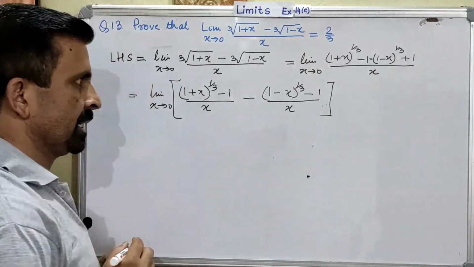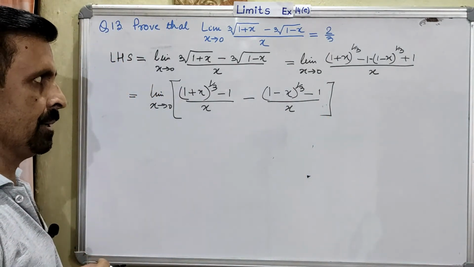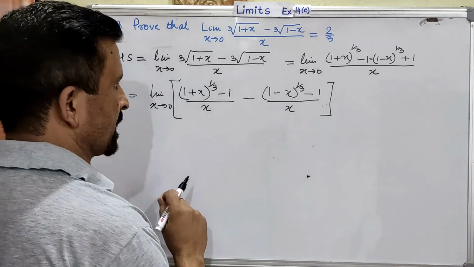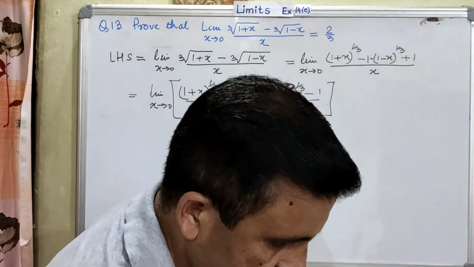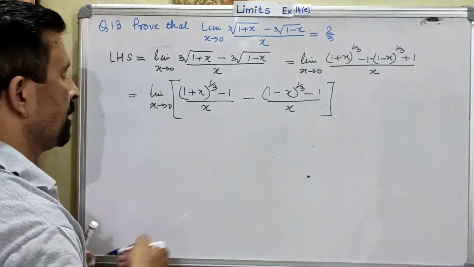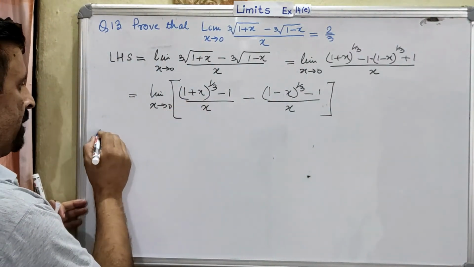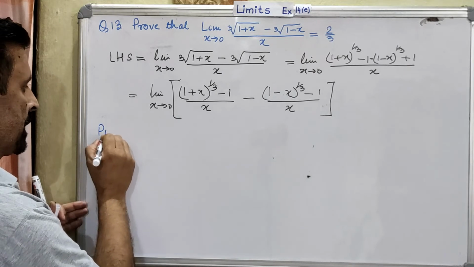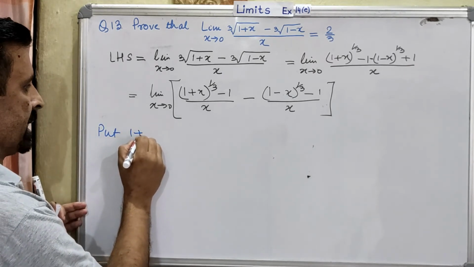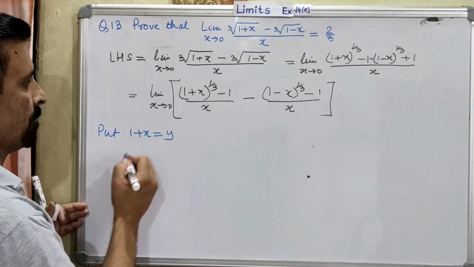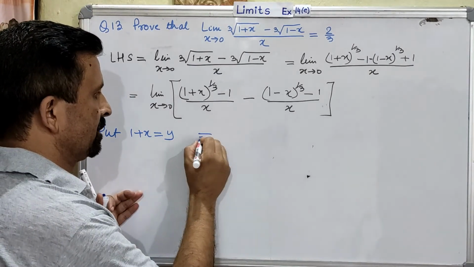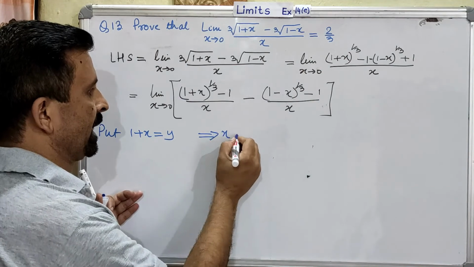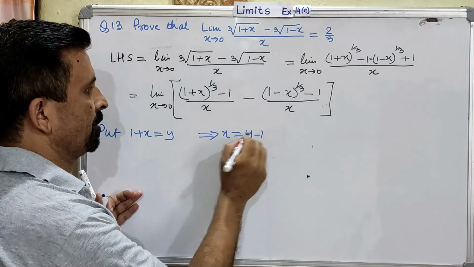We did the redistribution. Is it okay? Now after the redistribution, we will have to do some assumption. The assumption I will do is, I will take this part as equal to y. Put 1 plus x as equal to y. Now from here we can also have the value of x. We can then say from here x we can write as y minus 1.